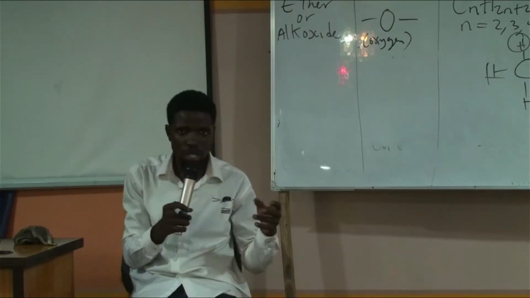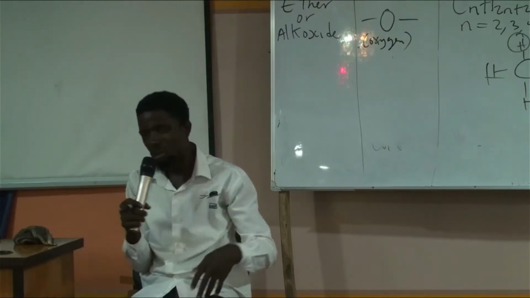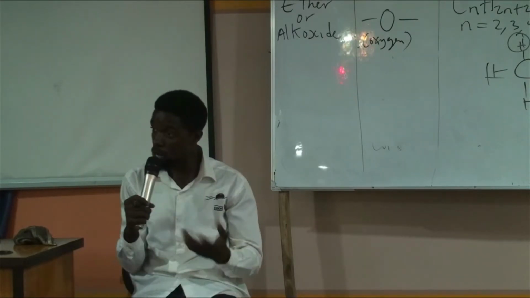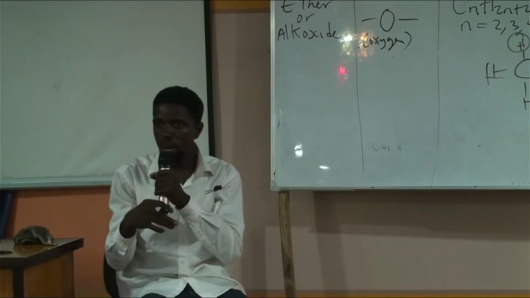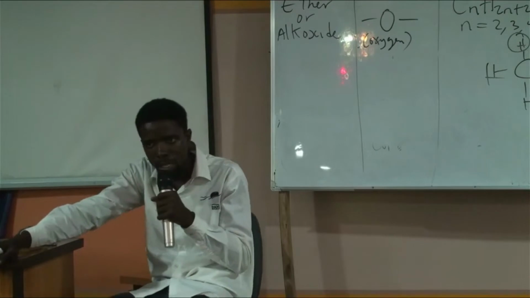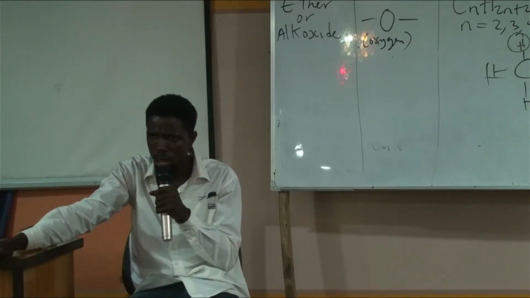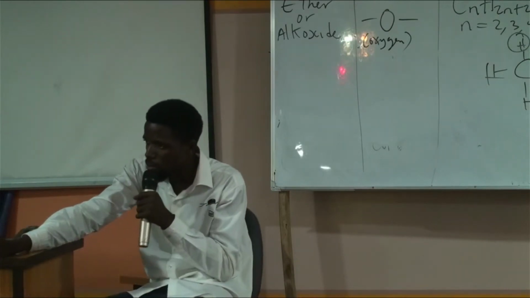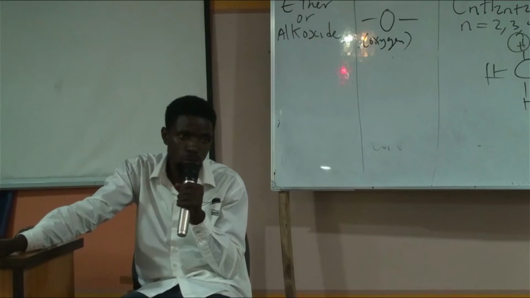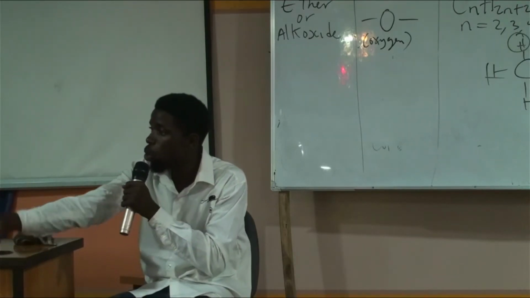So if ethanol is in excess, ether. If sulfuric acid is in excess, ethene. Am I communicating? Let's continue. On the other hand, if alkanol is in excess, an ether is produced.